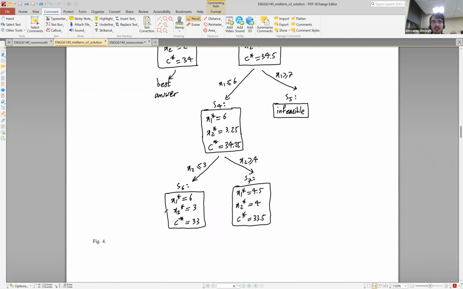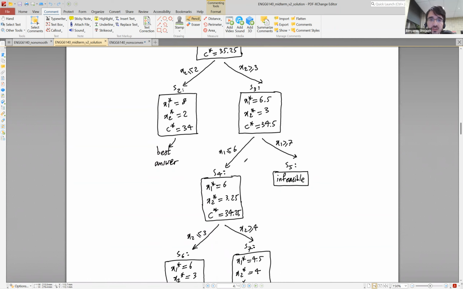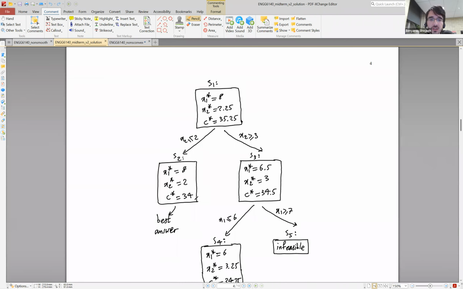And if you solve them, you will have x1 star equals 6, x2 star equals 3, c star equals 33. For subproblem 7, we'll have x1 star equals 4.5, x2 star equals 4, and c star equals 33.5. But a very important thing which you can consider in integer linear programming is that here, when we reached subproblem 2, we could stop traversing the tree and growing the tree for further levels. We don't need to do that. And we know that the best answer is actually subproblem 2.